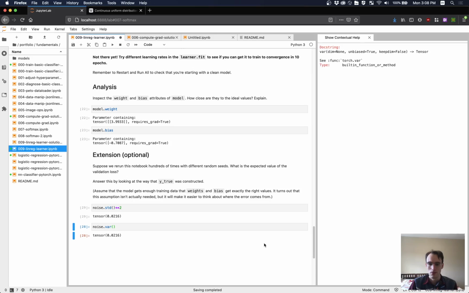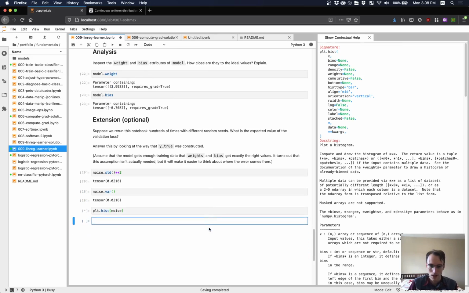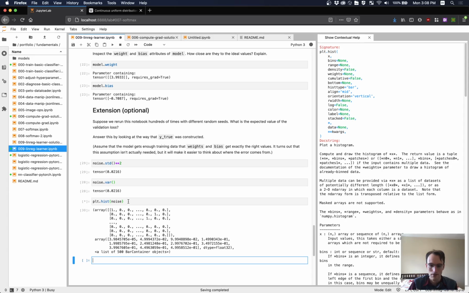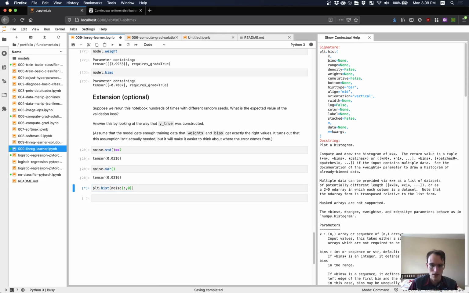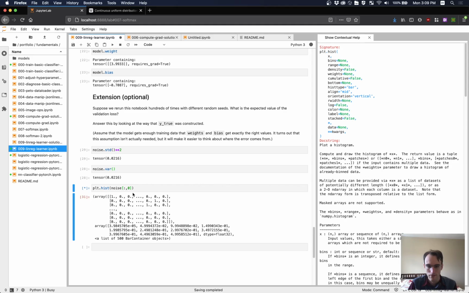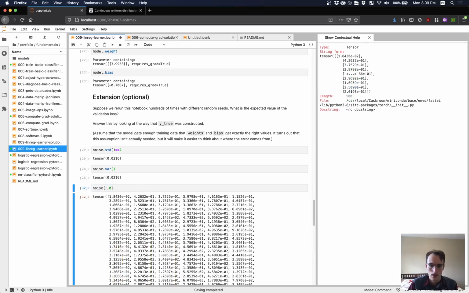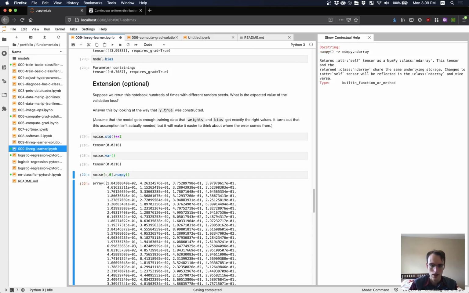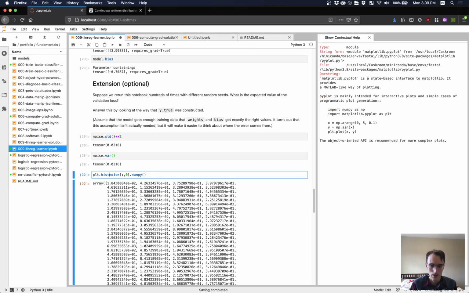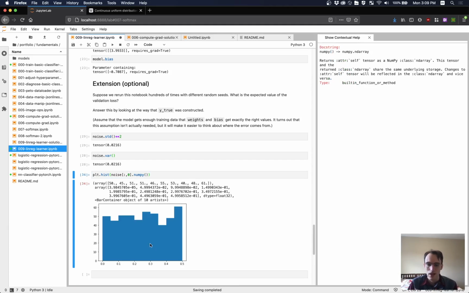Now, what was this noise? Let me just get the first feature out of it. Let me make sure I'm doing it right. It's a tensor, and maybe I just need to numpy it, and then hist that. Yeah, there we go. So this is a uniform distribution between 0 and 0.5.